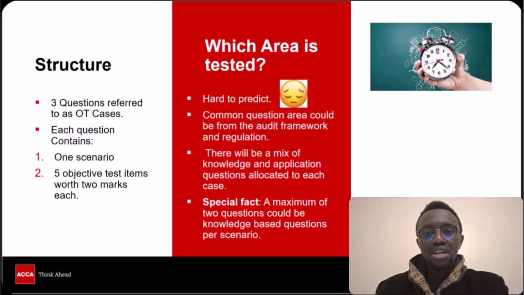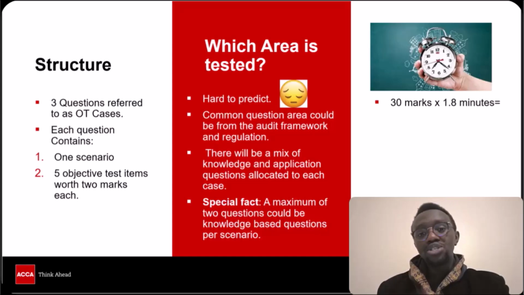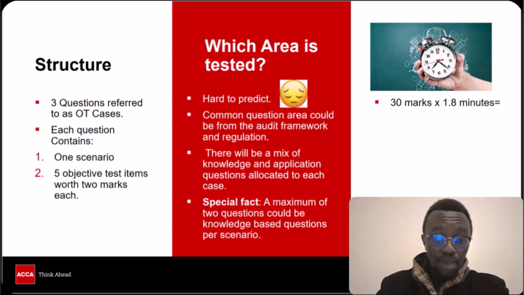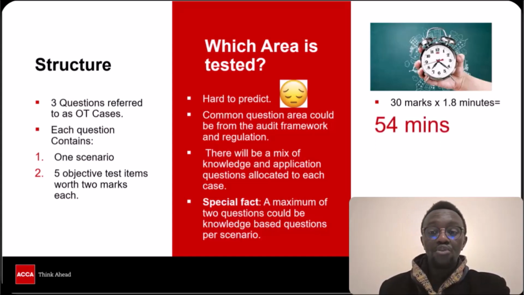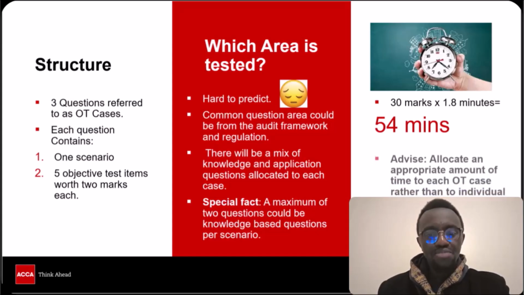Now, what about time management? Well, we've just said that there are 30 marks or 30% in section A, and I want us to imagine that for every 1 mark, we should ideally spend 1.8 minutes, which means in total, you should spend about 54 minutes in section A approximately.